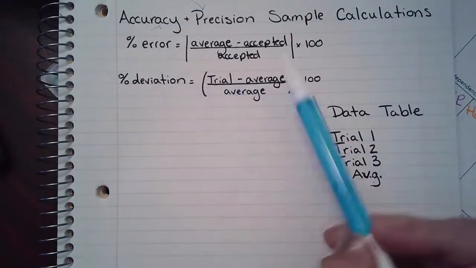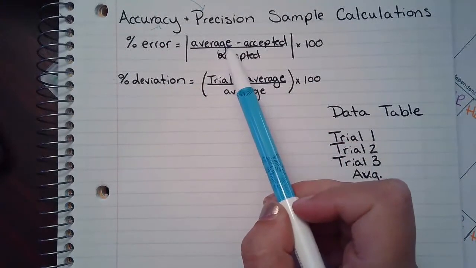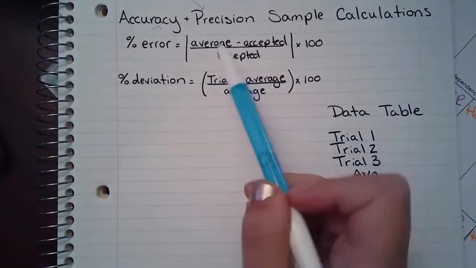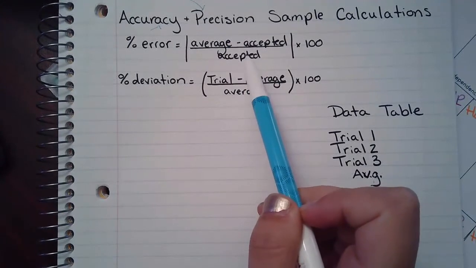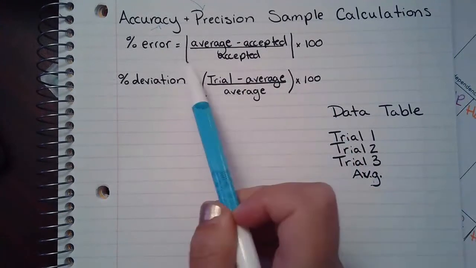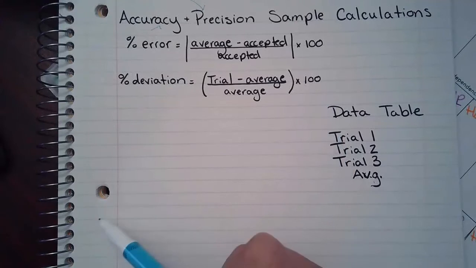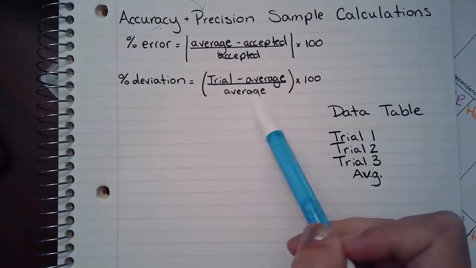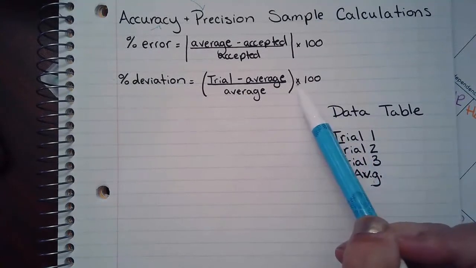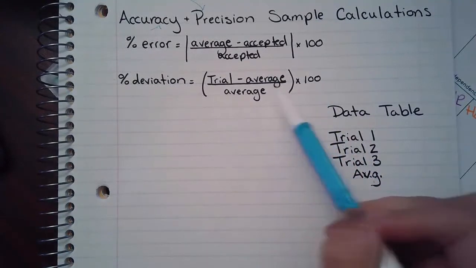Your percent error takes your average value or a single value from one trial, subtracts the accepted value which has to be given to you, divide by the accepted value, take the absolute value and multiply by 100. Percent deviation is a single trial minus the average of all of your trials, divided by the average, times 100.